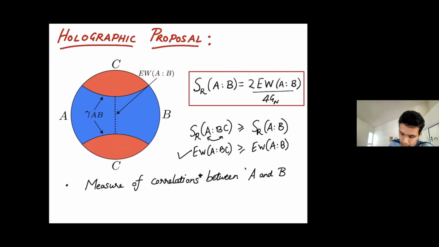So having defined that, the proposal is that the reflected entropy of A and B is given by twice the entanglement wedge cross section divided by the familiar factor of 4G Newton.